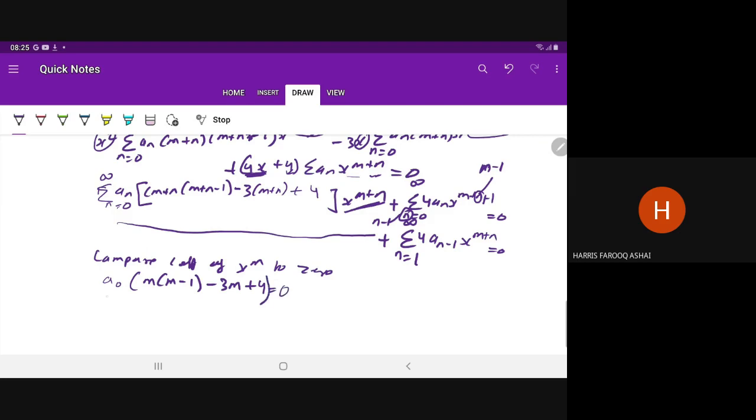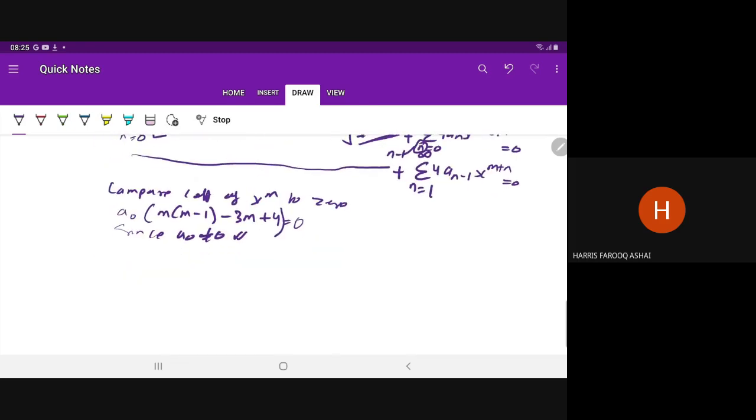Since a naught is not equal to 0, in the Frobenius series we have considered that a naught cannot be 0. This line is very necessary to write in the exam. So this will give you m into m minus 1 minus 3m plus 4 is equal to 0, or m square minus 4m plus 4 is equal to 0. This implies m is equal to 2, 2.